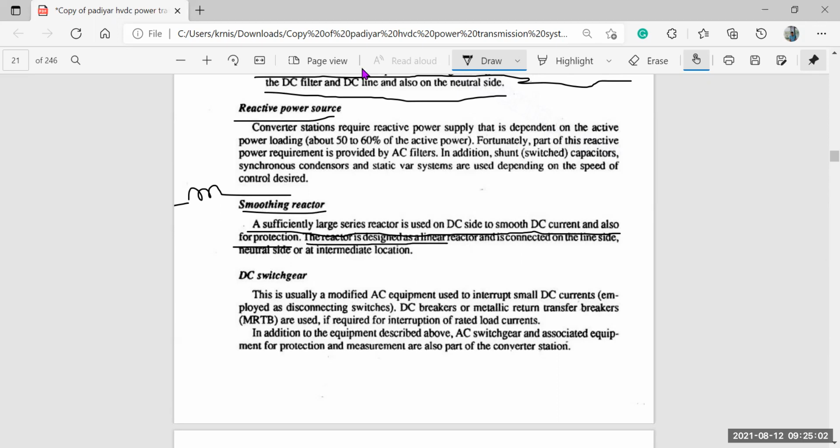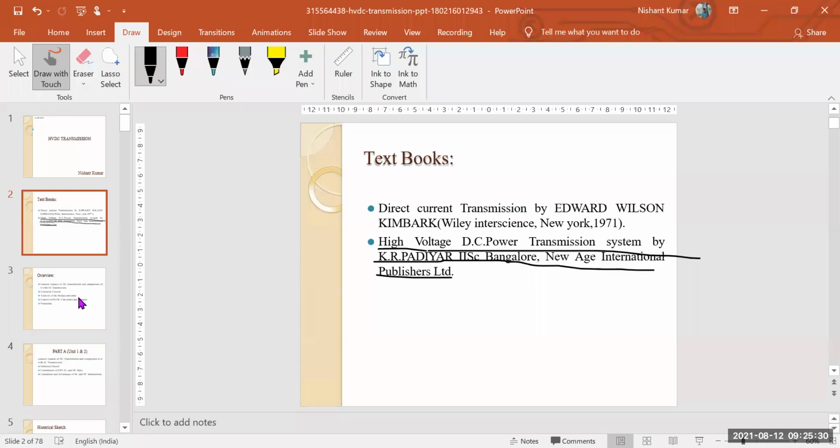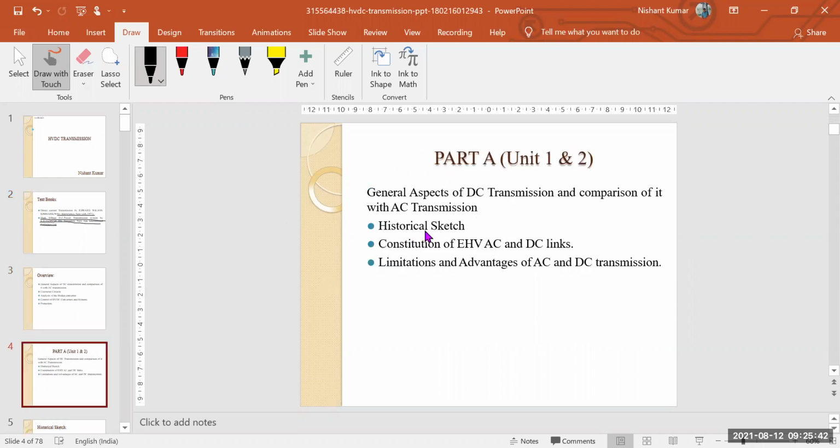I have one PPT, let's see if I could get more of it. You have two good books you could refer. This is what I was explaining through: HVDC Transmission by K. R. Padiyar, this book only what I was showing right now. Another is by Edward Wilson Kimbark.